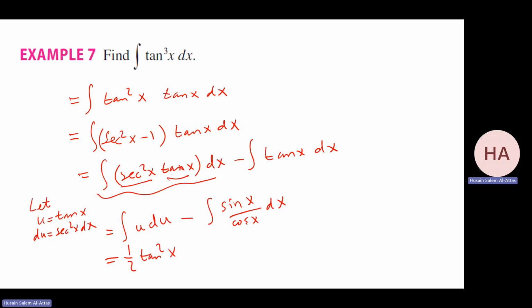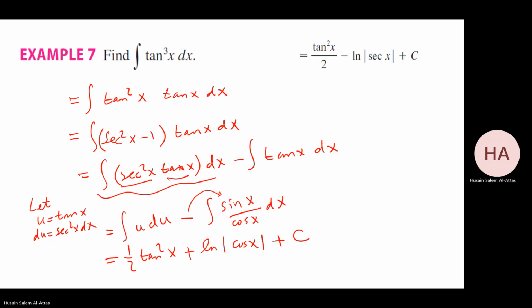Next, for this one, if u is cosine, I need a minus sign, which is already there. So I have plus ln cosine x plus c. That will be the answer. Or I can write it as minus ln secant. I can write it as half tan squared x. Cosine is 1 over secant, so I take the power outside. That will be minus ln secant x plus c.